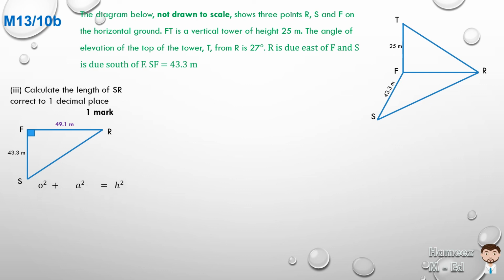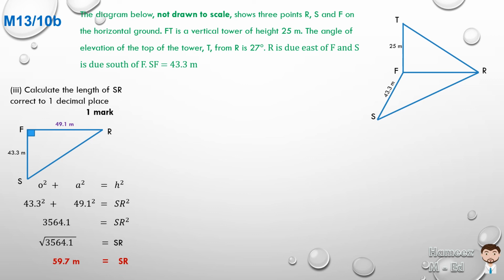So let's write that. O squared plus A squared is equal to H squared. And in this case the angle is not necessary, so it doesn't matter which one of the short sides we consider as O and A. They're interchangeable. So let's substitute. 43.3 squared plus 49.1 squared is equal to H, the hypotenuse, the longest side, SR squared. And let's use our calculators, and that will give us 3,564.1 is equal to SR squared. So if we want to find SR, let's carry the square across, and the inverse of square is square root. So the square root of 3,564.1 is 59.7 meters.